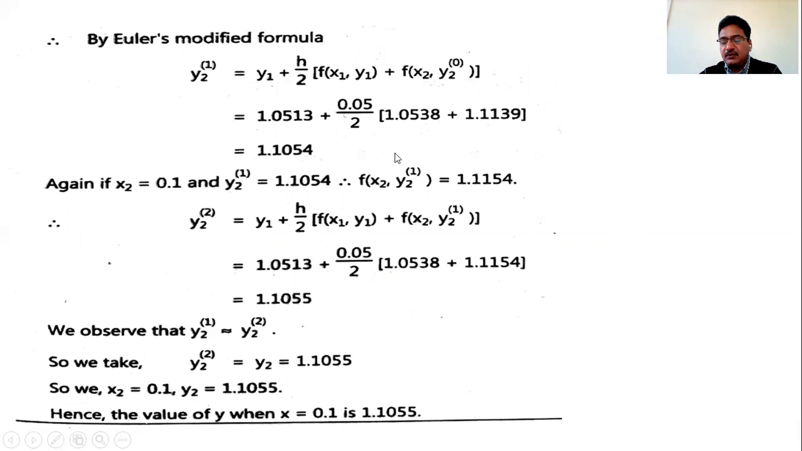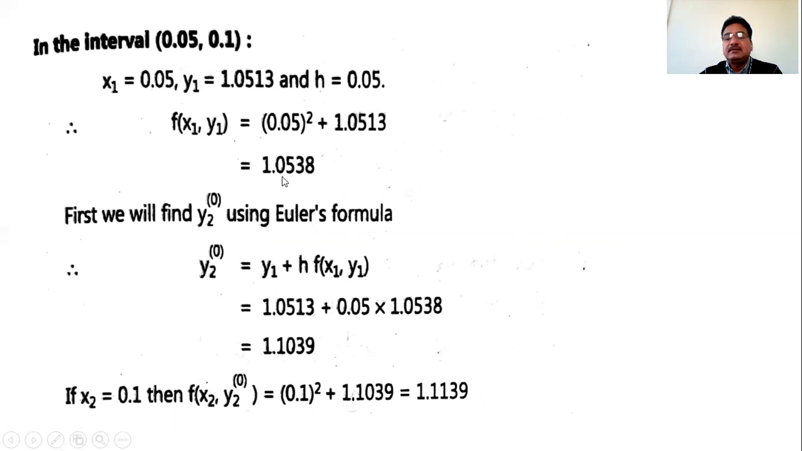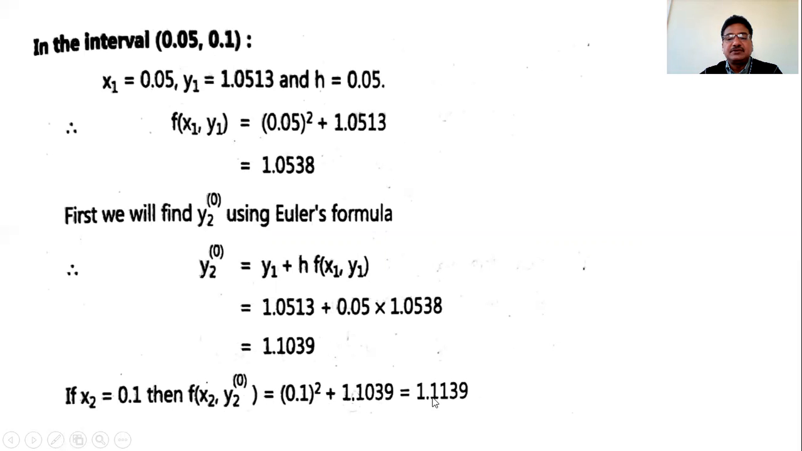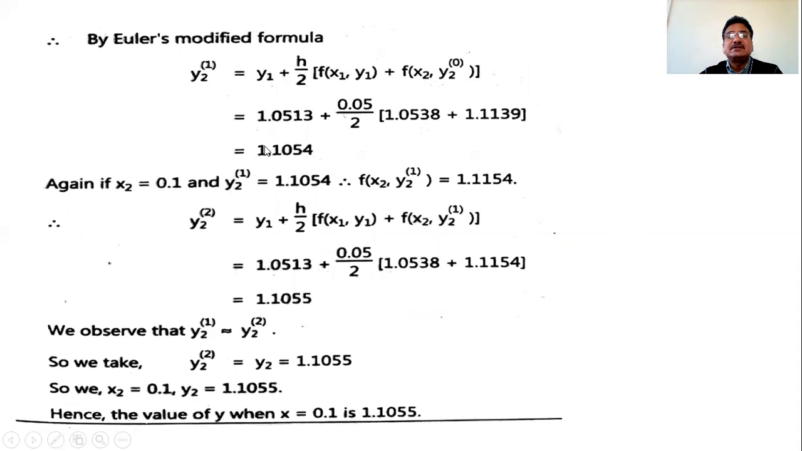f of x1 y1 is what? f of x1 y1 is this. Then f of x2 y2 0 is this. And we have this answer. Then we will find y2 2 by using this formula. So y2 2 is f of x2 y2 1, substitute here the value 1.1154, and then we have this answer. And if you observe, these two answers are correct up to 3 decimal places. So finalize this, or otherwise find y2 3.